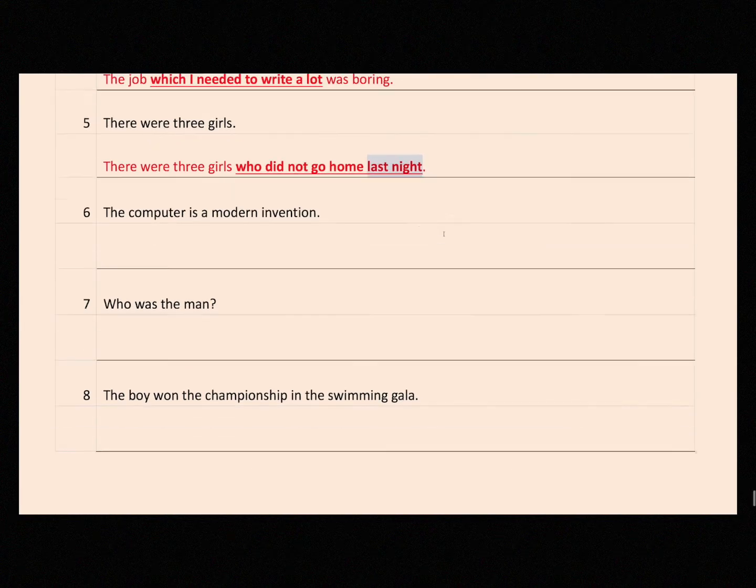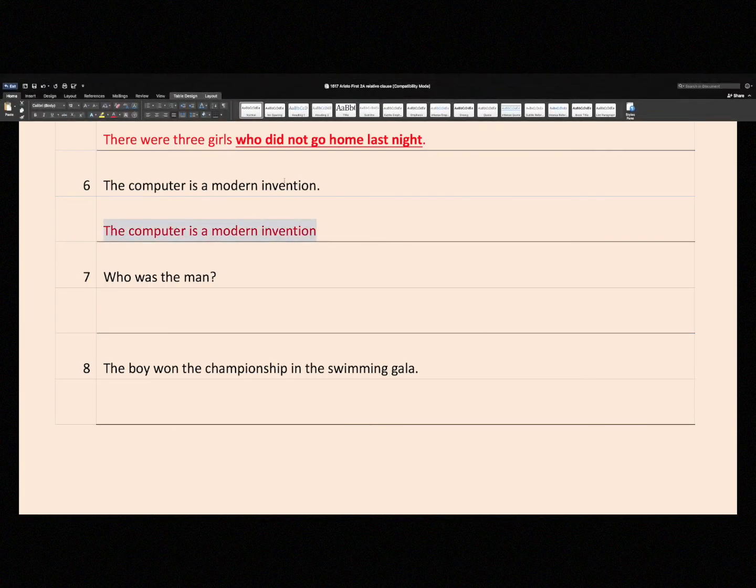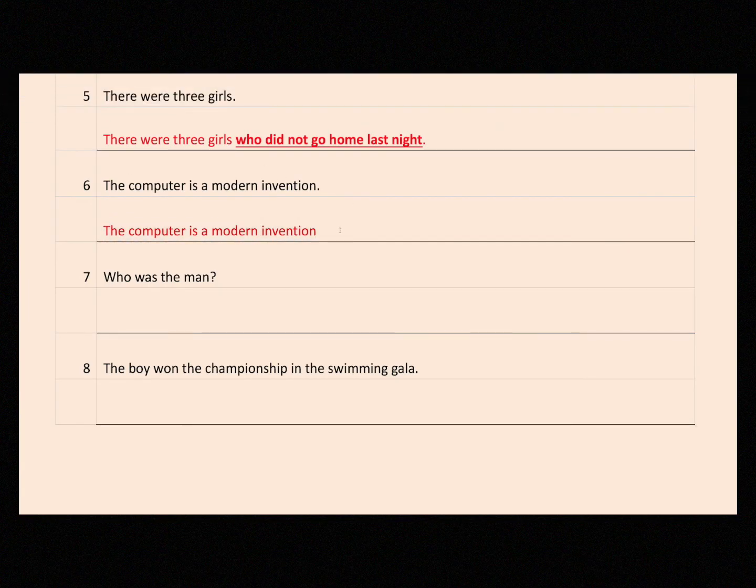Let's also look at number 6. Number 6 is to talk about computer. So let's put the sentence. The computer, it's a modern invention. So this time I would like to use a relative clause to talk about invention. So the computer, it's a modern invention.